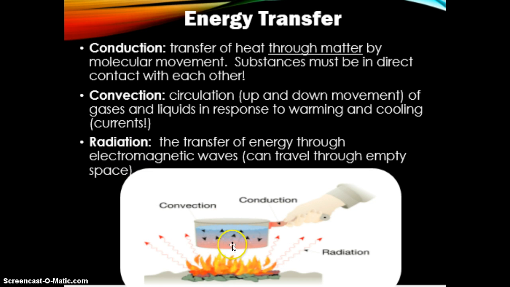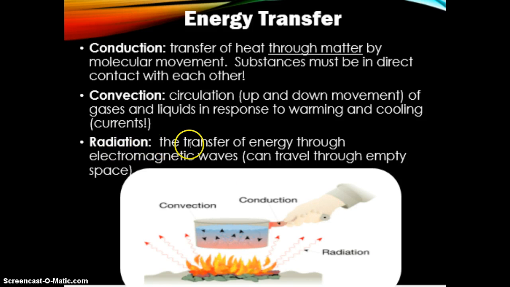The water on the bottom is getting hot, and as it gets hot, it's going to get less dense and it's going to rise, and then the colder water on top is going to be more dense, so it's going to fall, and it's going to create this cycle of hot stuff rising, cold stuff falling. So you can think of it as a current. That's how convection works. And then radiation is our last one, where it moves outwards.